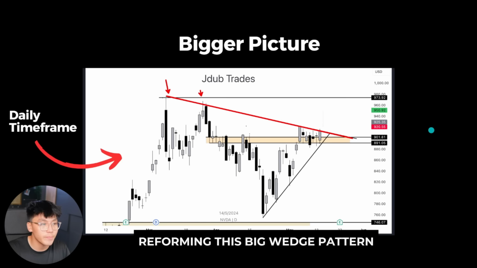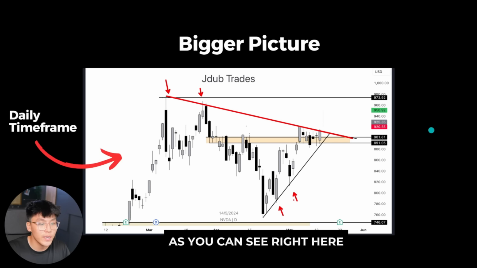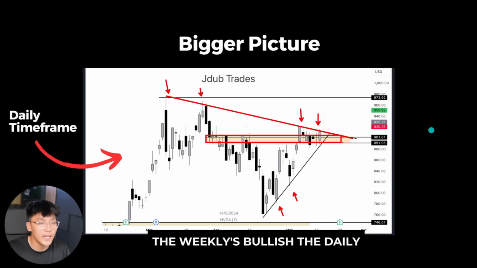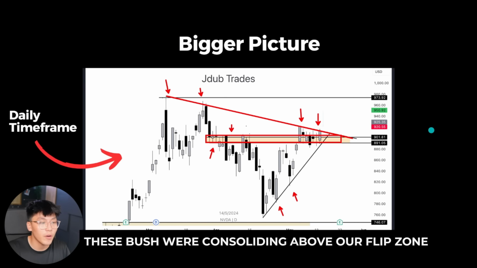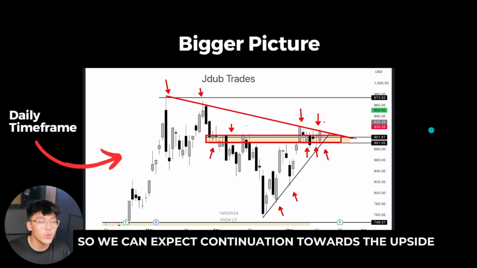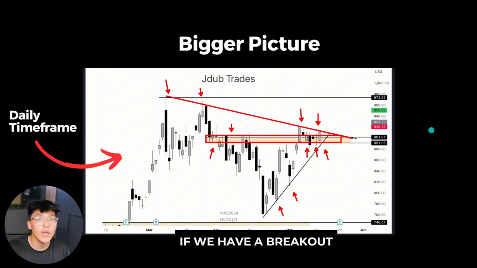We're forming this big wedge pattern. As you can see right here, we're very much bullish on Nvidia. The weekly's bullish, the daily's bullish. We're consolidating above our flip zone, which is our 891 level. So we can expect continuation towards the upside if we have a breakout.